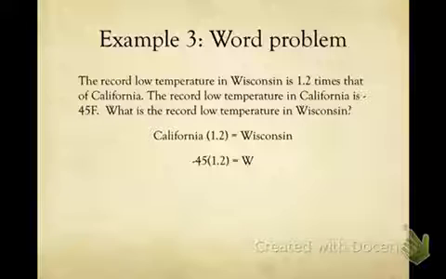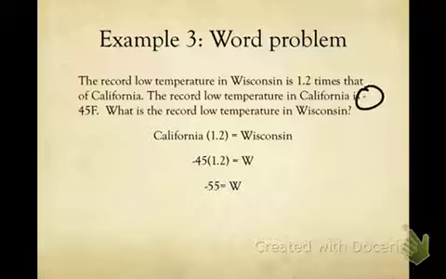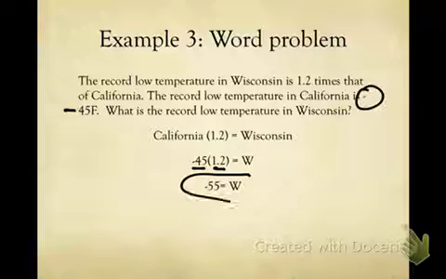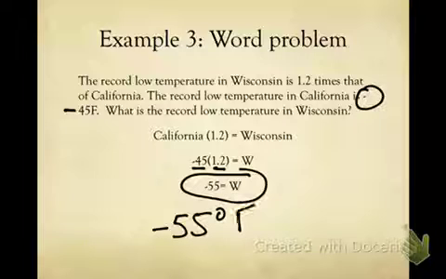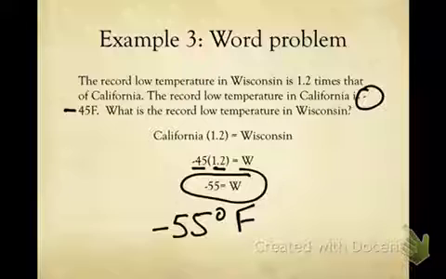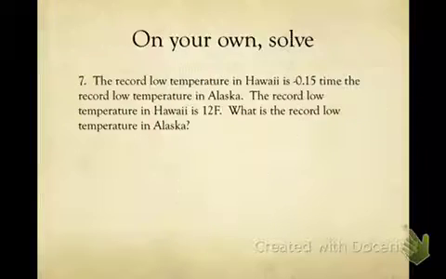Okay, so I'm going to make it, oh, that's what I couldn't see. Couldn't see the negative 45 over here. So, sorry about that, negative 45. So if I take that 45 times 1.2, I see the record low temperature in Wisconsin is negative 55 degrees Fahrenheit. And I've got to say that's not the coldest it's ever been, but it's pretty darn cold.